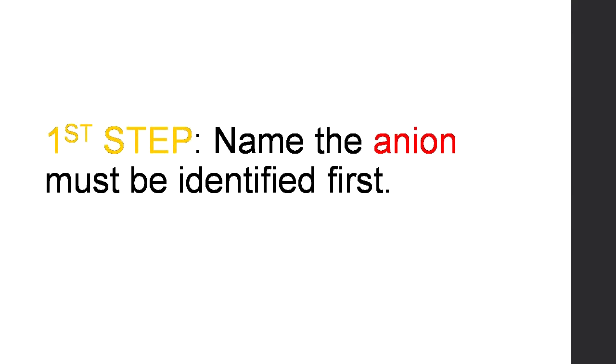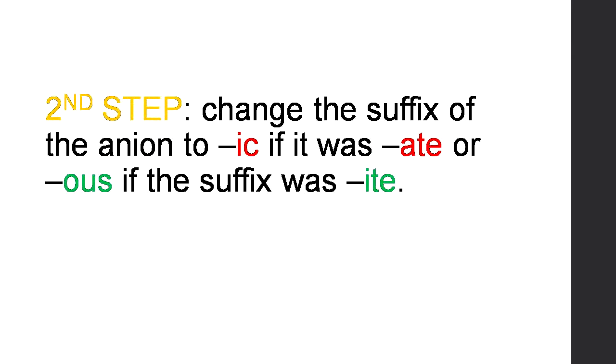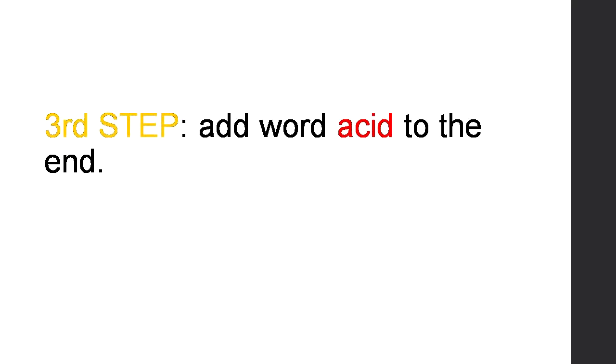Returning to the subject of acids, another type of acidic compound will be discussed. These are oxyacids, named for the presence of oxygen atoms in the anions of these acids. To name these compounds, the name of the anion must be identified first. Then change the suffix of the anion to "ic" if it was "ate," or "ous" if its suffix was "ite." Don't forget to add the word acid to the end.